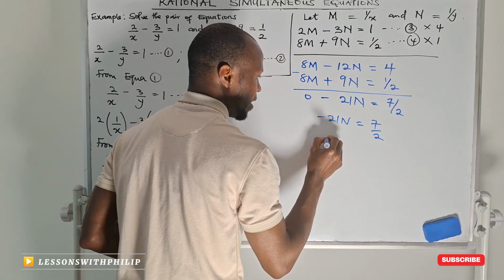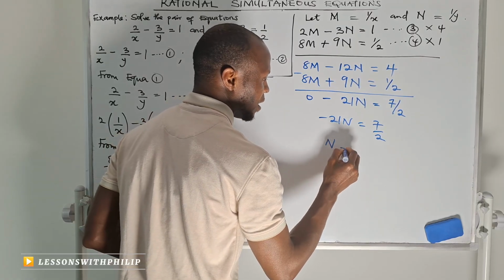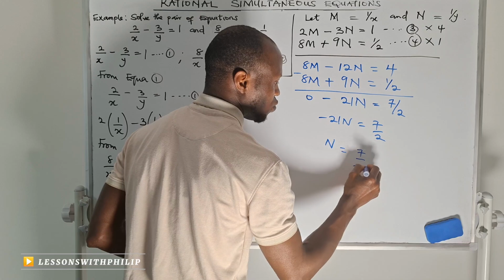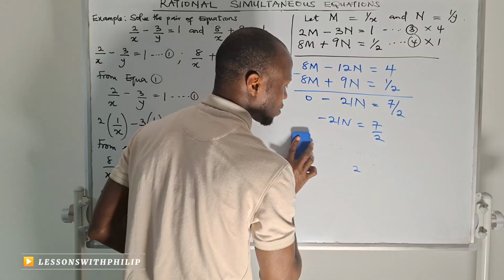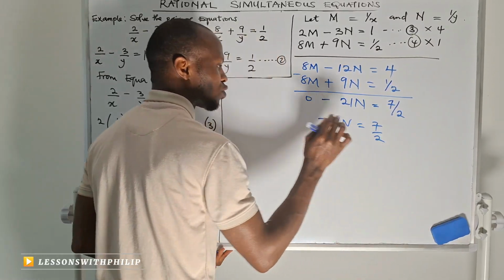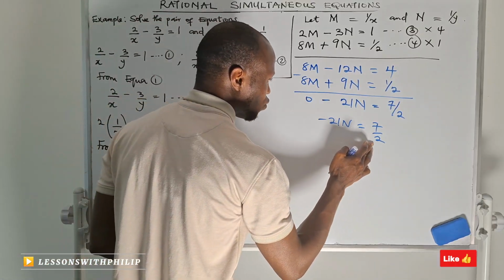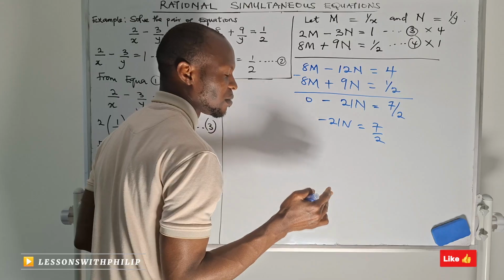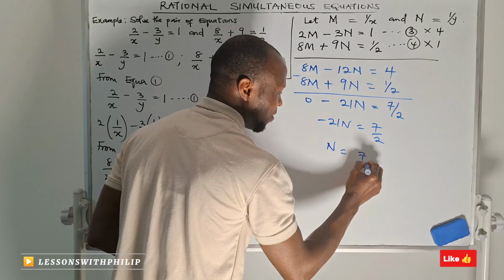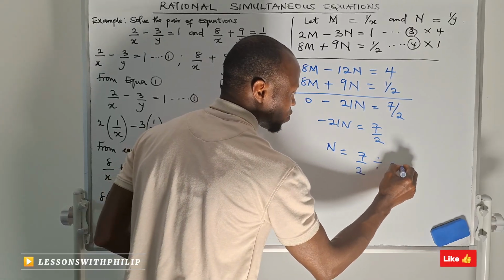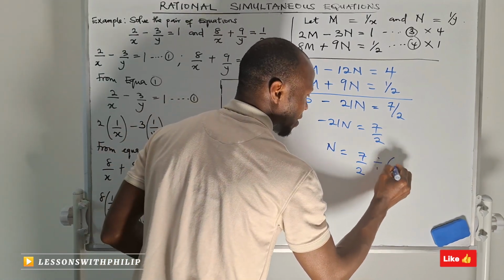So my n, if I divide both sides by minus 21, I have n equals 7 over 2 divided by... let me first divide both sides. I want to remove this 2. How do I remove this 2? Okay, n is equal to 7 over 2 divided by minus 21. So what I've done is divide both sides by minus 21.